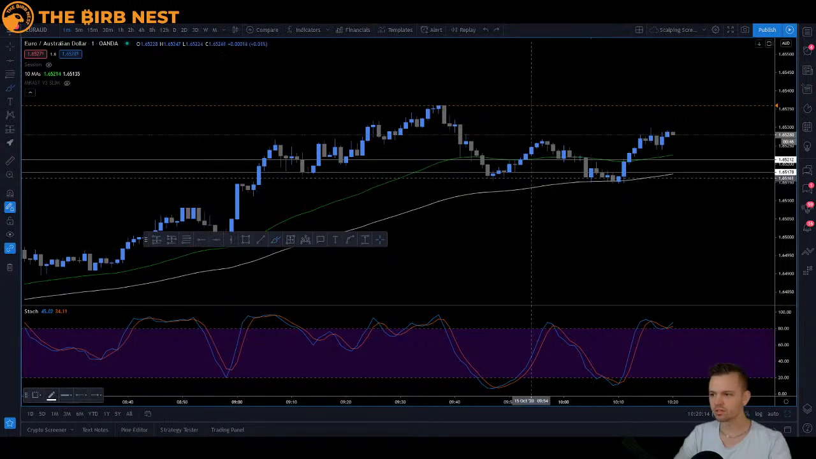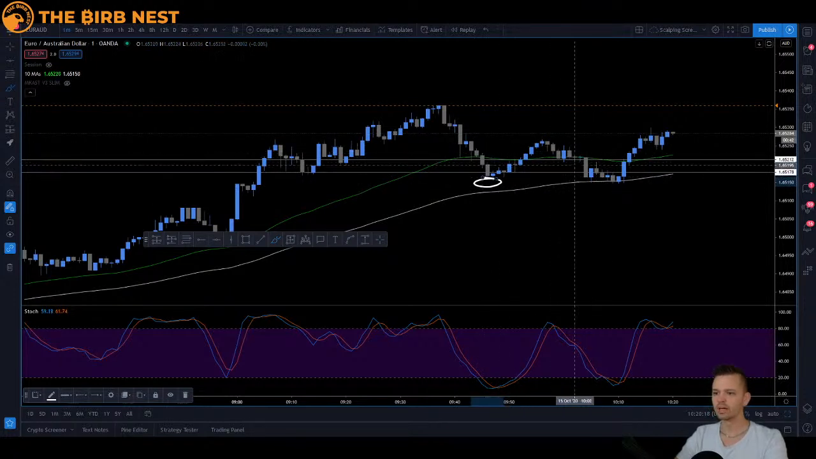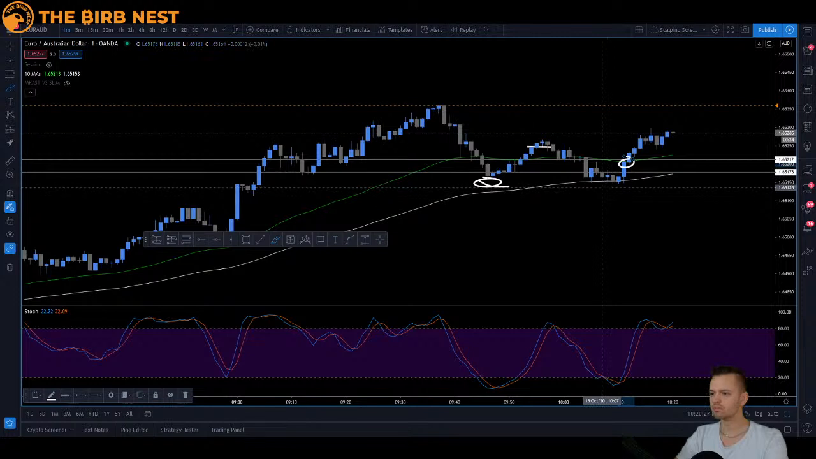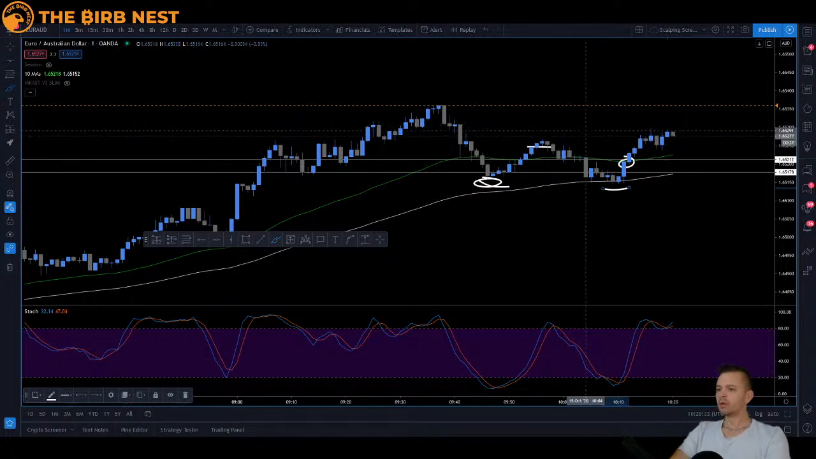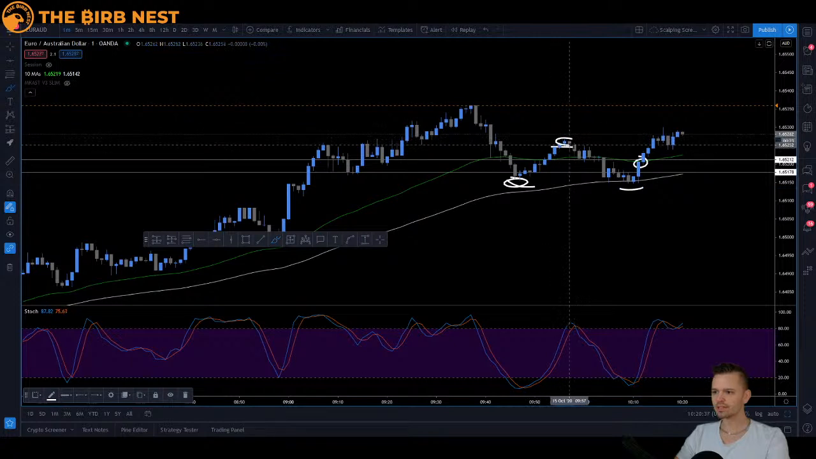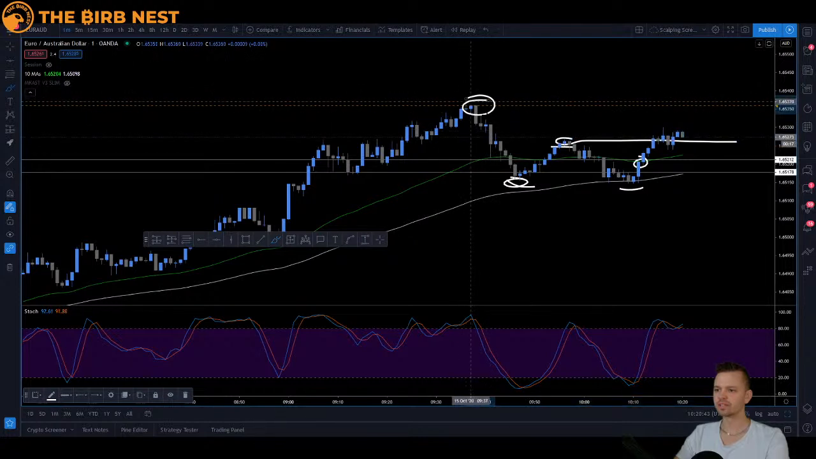The previous long got stopped out right here, where I entered, I think I entered up here, right? Stopped out here. This one I've entered down here with a stop below here. So this one is looking better, and now I'm thinking this level needs to hold, and I would like to take out this high right here.